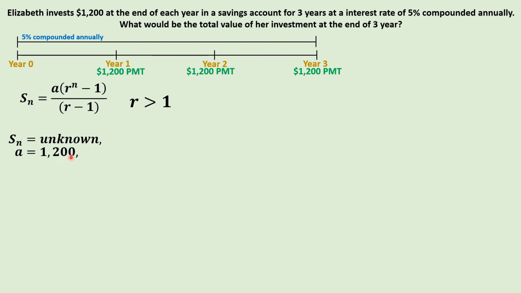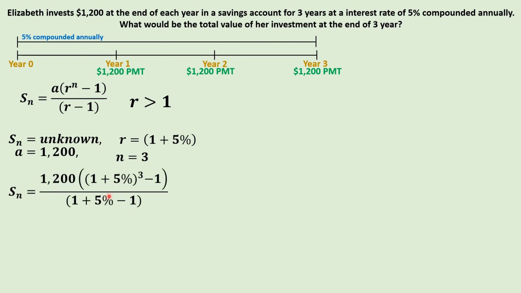Now, do we know what r is? Yes, we also know what r is because r is equal to 1 plus I. In this case, I is 5%, so it's going to be 1.05. That's your r. And lastly, n is given as 3. So there you go. You have your n as 3. Now you have all your variables and you've identified them. Now all you need to do is just simply plug it into the equation and arrive at your answer.